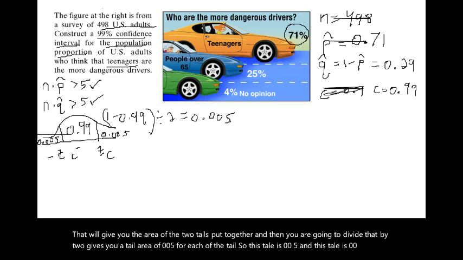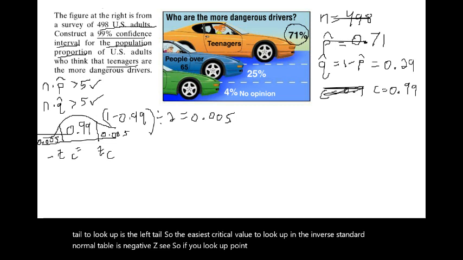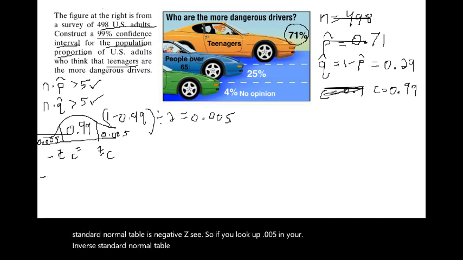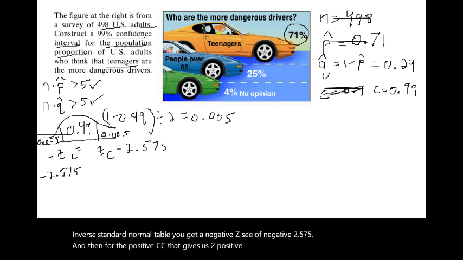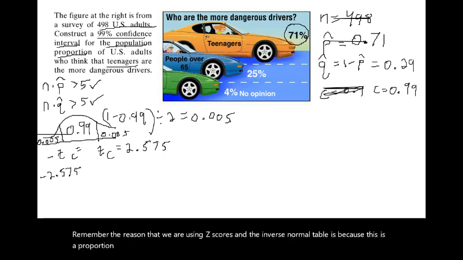The easiest tail to look up is the left tail, so the easiest critical value to look up in the inverse standard normal table is negative z_c. If you look up 0.005 in your inverse standard normal table, you get a negative z_c of negative 2.575. And then for the positive z_c, that gives us positive 2.575. Remember, the reason we are using z-scores and the inverse normal table is because this is a proportion. Proportions always use the standard normal tables.